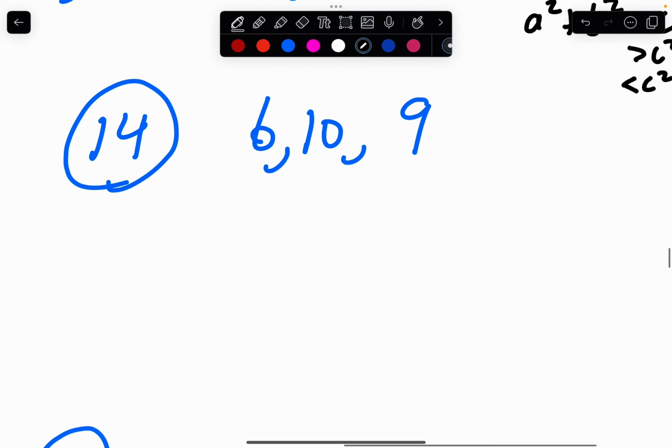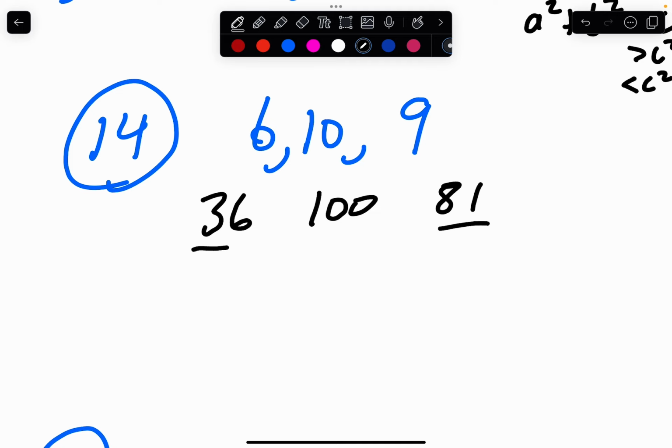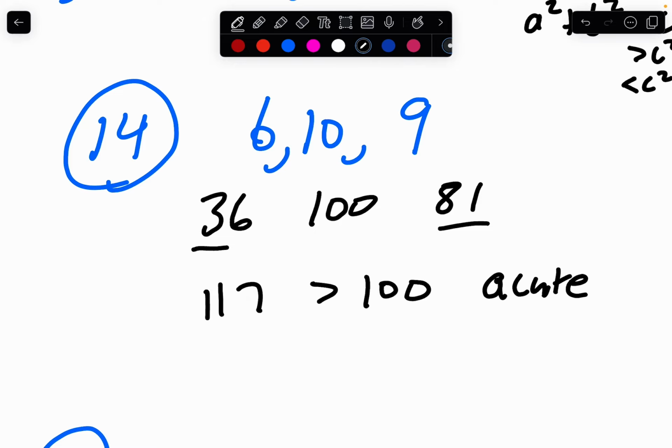Over here, square the numbers. 36, 100, 81. Add the 2 smallest. 80 plus 30, 110. 117 is that. And then C squared's 100. So if C squared's smaller, it's going to be acute.